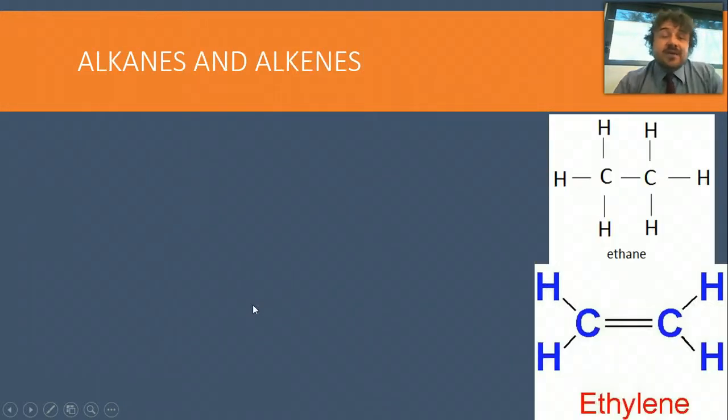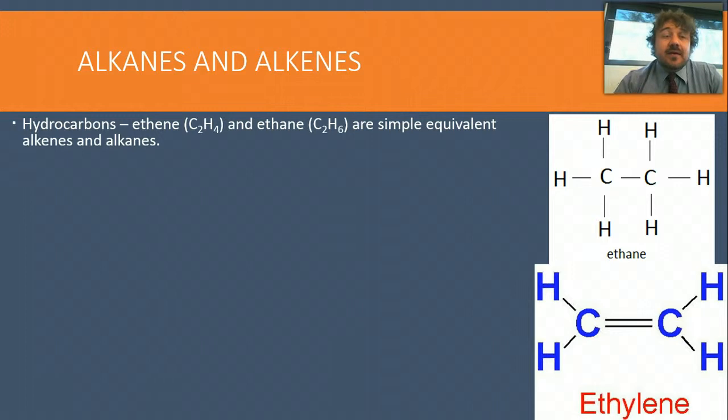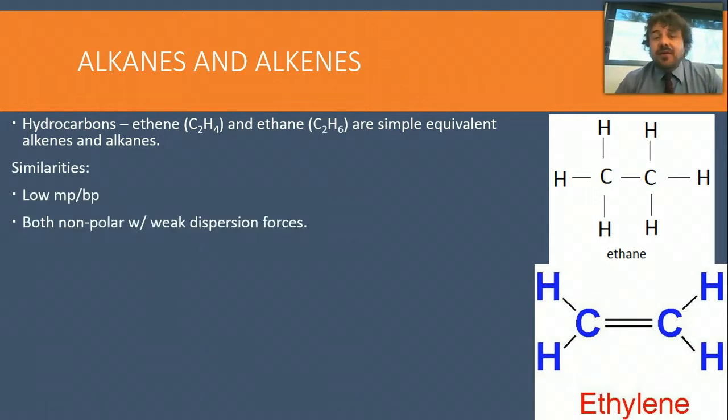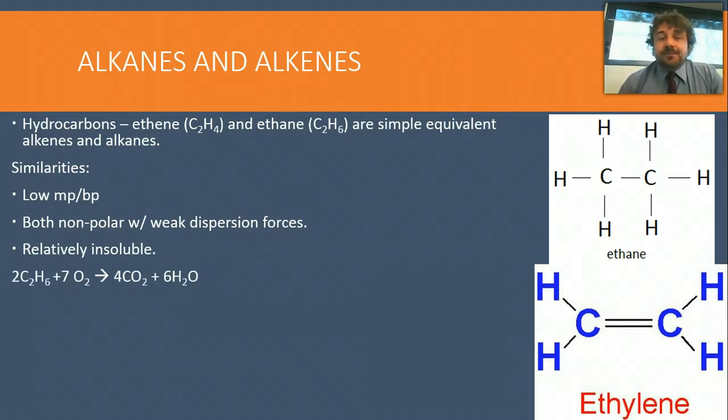All right, so let's start with alkanes and alkenes. Basically, they're the equivalents. We've both got two carbons and whatever hydrogens will fit. The similarities: they both have low melting points and boiling points. They're both non-polar with very weak dispersion forces, and relatively insoluble in water. They both combust to form carbon dioxide and water. The chemical reactions are different, obviously, because of the different number of hydrogens, but the products are the same.